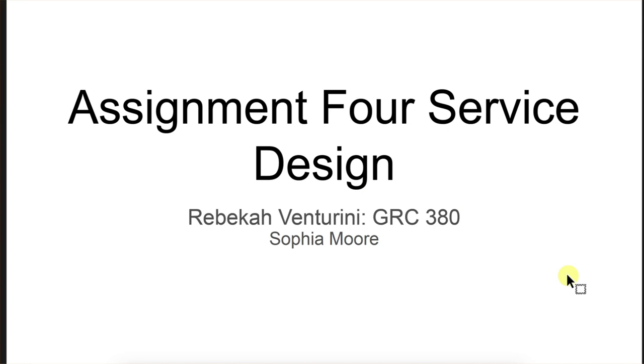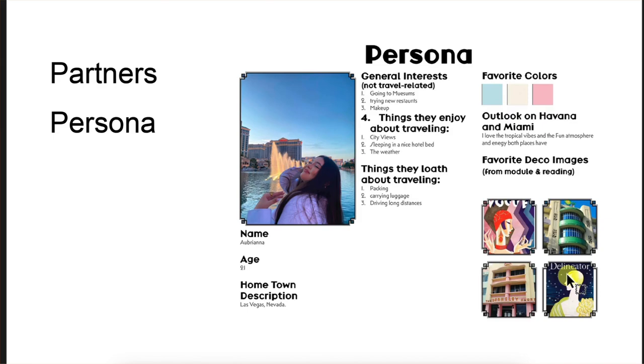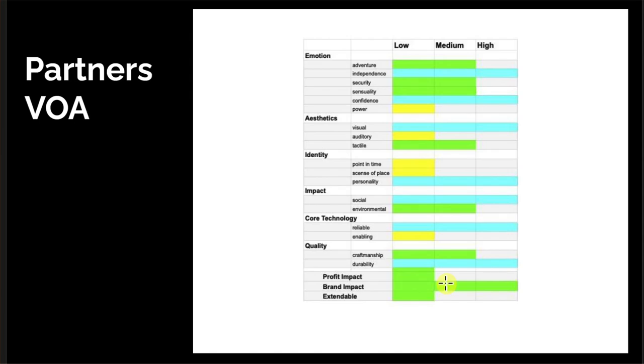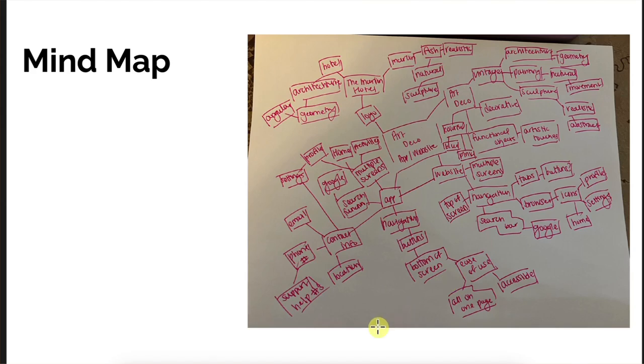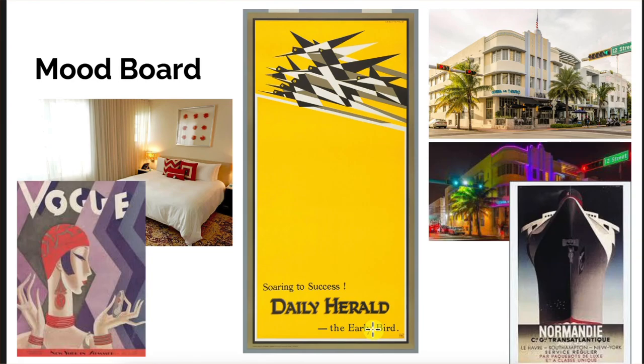Beautiful. All right, next up is Sophia. Sophia's persona is Aubriana. Really lovely soft color palette. And we see that color palette right here in this picture, so that's perfect. Great work. Okay, next is your VOA. Excellent. Good, good. Awesome mind map. Love it, love it. Great mood board.